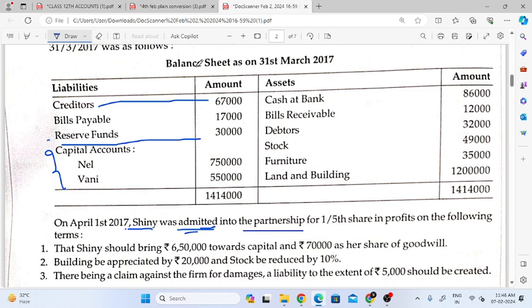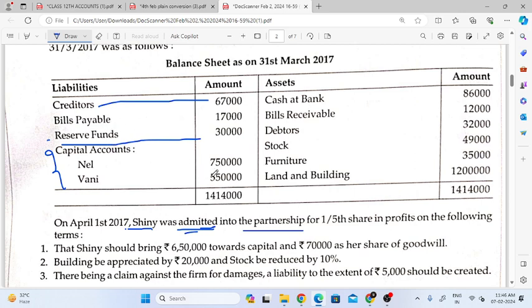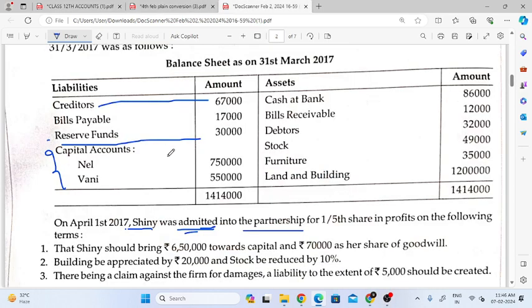So capital of Neil is 7,50,000. So I'm writing by balance brought down, which is 7,50,000. Then Vani, what they have given is 5,50,000. So I'm writing over here 5,50,000. So only this information we have as of now.